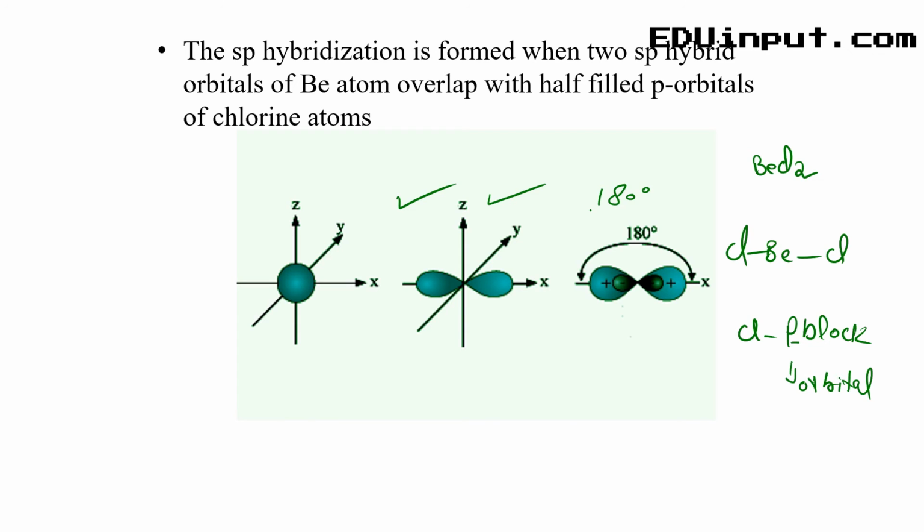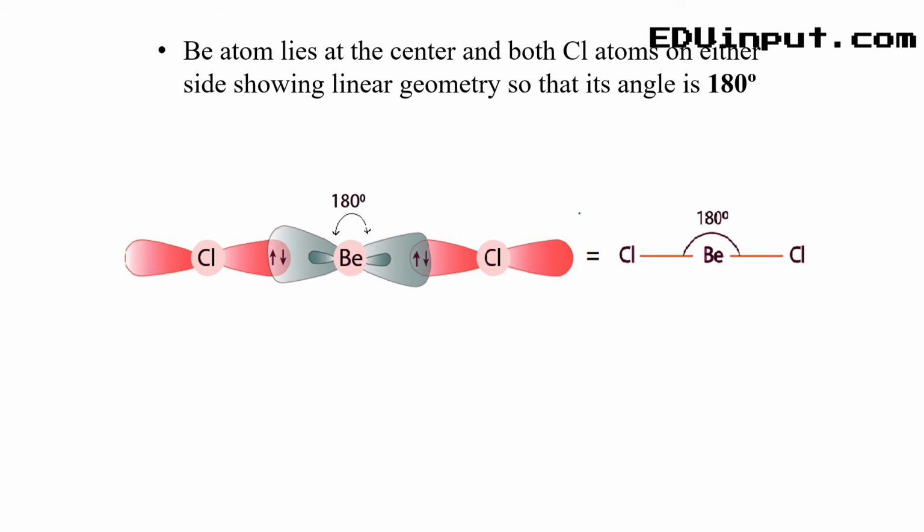This is because of the linear shape of beryllium dichloride. Beryllium atom lies at the center with both chlorine atoms on either side, showing linear geometry, so the angle is 180 because there is no lone pair repulsion. There is no lone pair bond pair repulsion. The only repulsion in this molecule is between bond pairs. So according to the VSEPR theory, all the bond pairs tend to stabilize the molecule by placing themselves at the maximum distance where they could get the maximum stability.